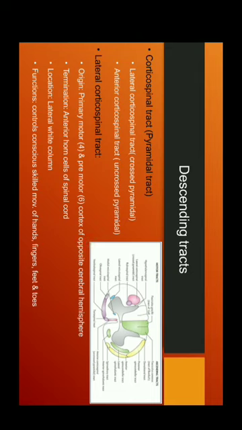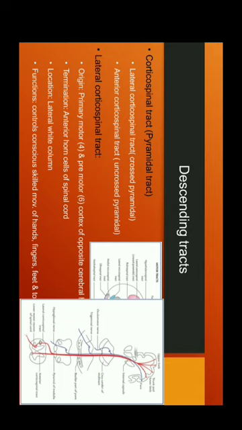So this is about the lateral corticospinal tract. The main function of this tract is that it controls the conscious skilled movements of hands, fingers, feet, and toes. Now tell me, in case there happens to be some lesion to this tract somewhere here, what will be the result? Yes, definitely there will be a paralysis.